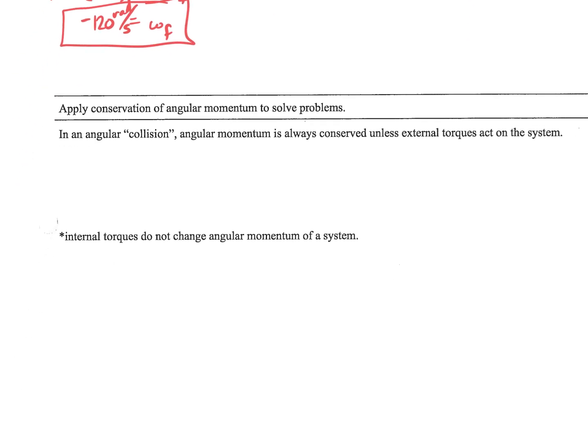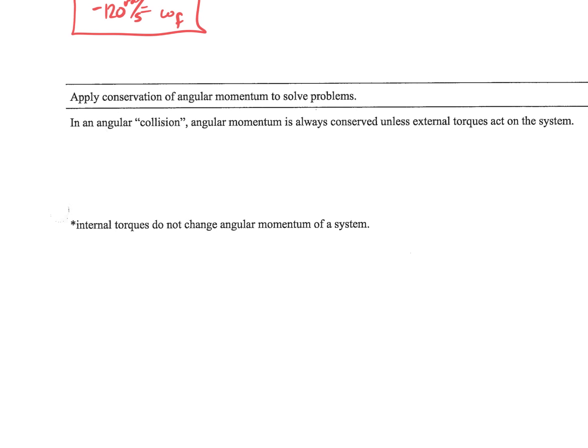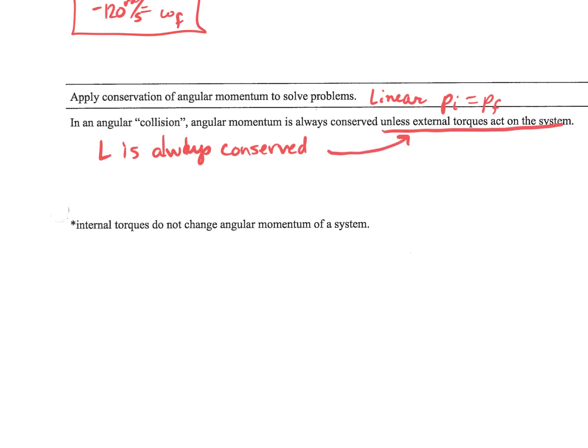All right. Applying conservation of angular momentum. Guys, just like we have conservation of linear momentum, remember we said P initial equals P final? Well, for conservation of angular momentum, we know that L is always conserved unless an external torque is acting on the system. So if there are no external torques, that means the sum of the torques is 0, right? That means there is conservation.